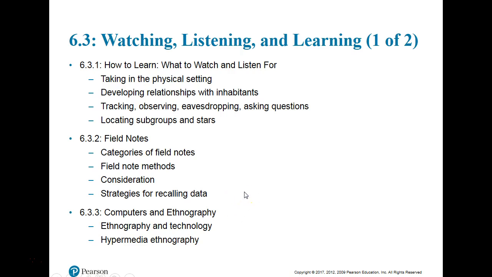Because ethnography really involves simply watching, listening, and learning, when they enter the setting, the ethnographer needs to be aware of exactly what they're going to do. So when they enter the setting, they really need to know what to watch and listen for.